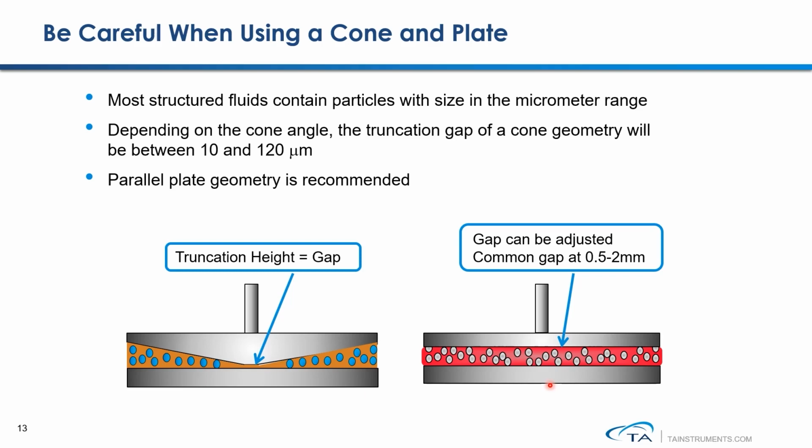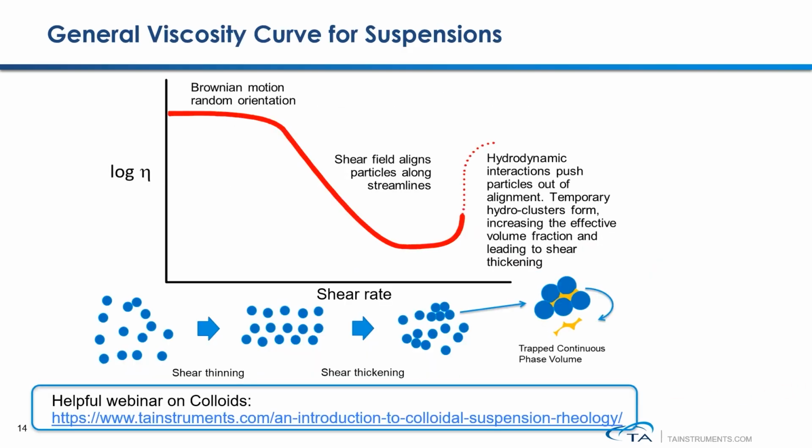A typical measurement gap for using a parallel plate geometry varies from half a millimeter all the way up to 2 millimeters. This figure shows a general viscosity behavior of a typical suspension sample. Under low shear conditions, the three-dimensional network structure inside the sample is strong enough to hold the particles and prevent them from settling or undergoing phase separation. Therefore, under low shear rate conditions, this sample shows high viscosity.